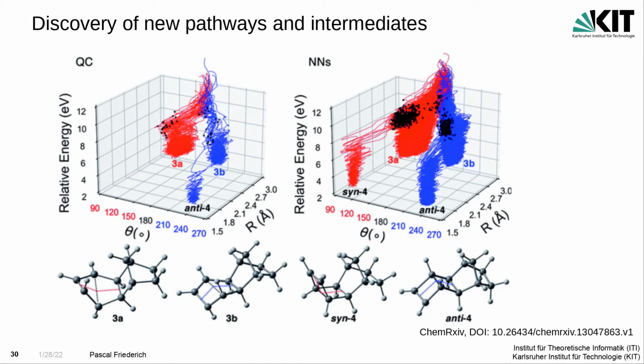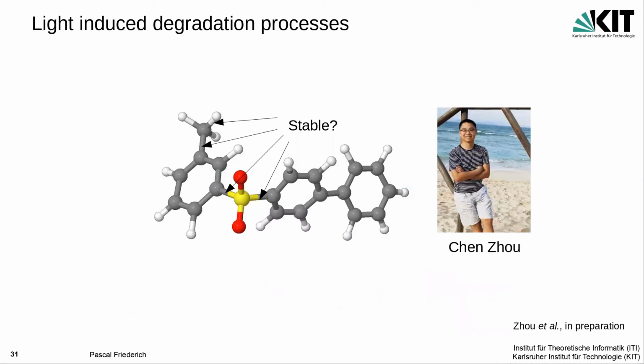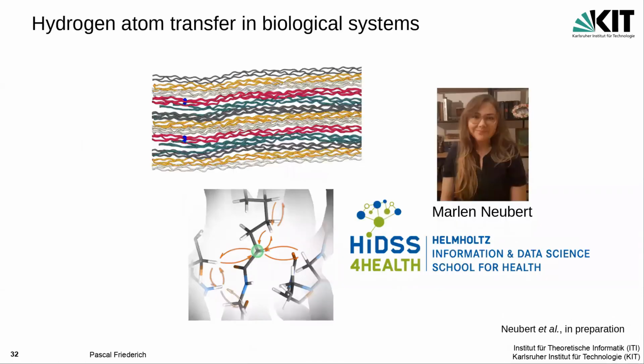We can apply this, of course, also to other systems. My PhD student, Chen Zhu, is looking into the stability of small organic semiconductor molecules used in OLEDs. We're also looking into biological systems. Here it's not the excited state, but the systems are still complex enough to be quite challenging. Here we're looking at hydrogen atom transfer in biological systems using these machine learning potentials. And Marlene Neubert, a PhD student, is looking into that in the HITS for Health Information and Data Science School from Helmholtz.